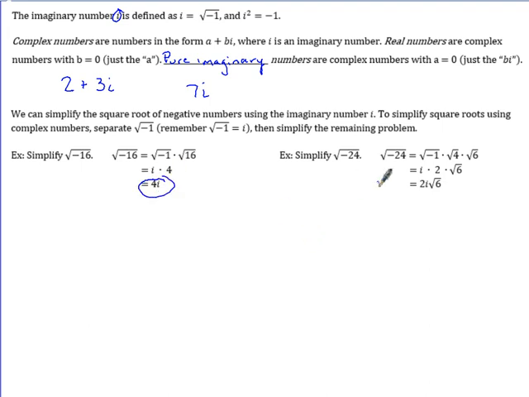We can do the same thing with numbers that aren't perfect squares. So if I had -24, I'm always going to break out the -1 whenever I have a negative number. And then 24 is 4 times 6, and 4 is my perfect square. So I have i, that's the square root of -1. 2 is the square root of 4, and then the square root of 6 I can't simplify anymore. So I have 2 times i, 2i square root of 6. That would be the simplified version of the square root of -24.